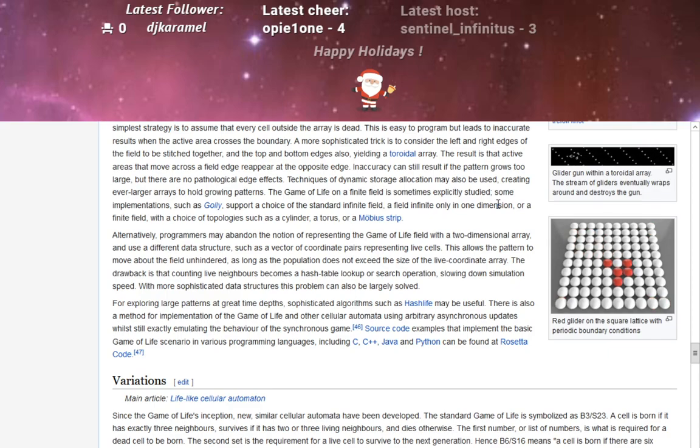Okay, look at this one on the right here. Red glider on the square lattice with periodic boundary conditions. Huh. Looks like it's following the same pattern. And it looks like it overlaps, too.